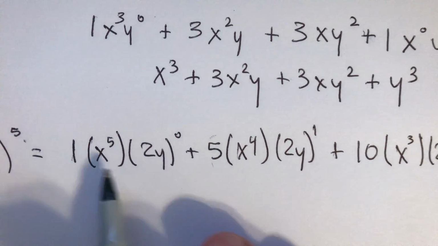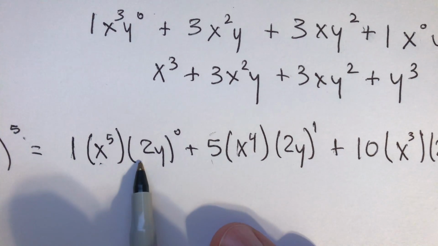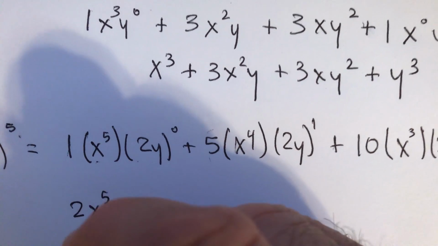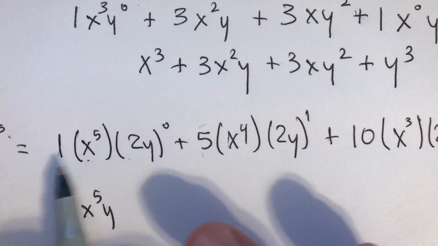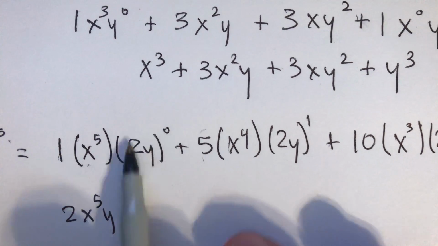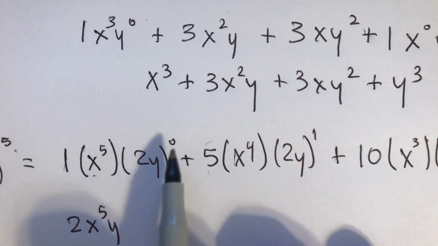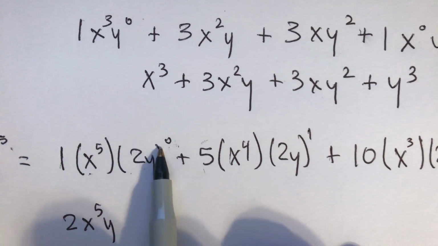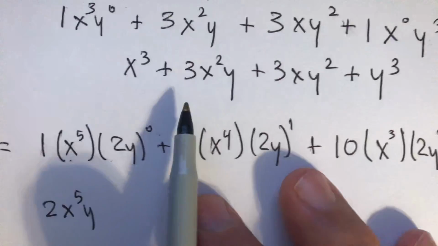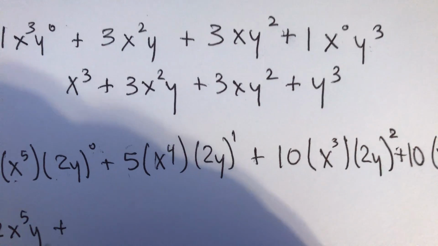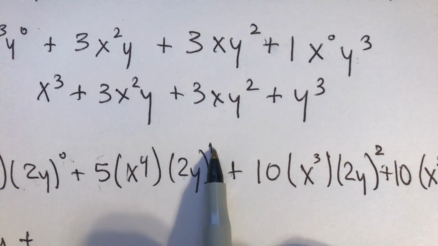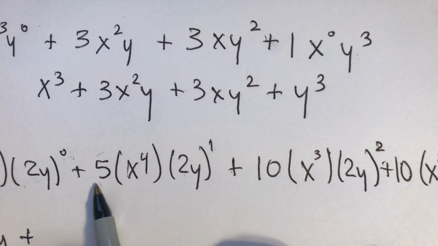1 times x to the fifth times 2y is 2 x to the fifth y. I just multiply that out. Remember, to your order of operations, you always evaluate exponents first and then multiply. All right, here's where it gets a little more complicated. 2y to the first times 5 is 10.